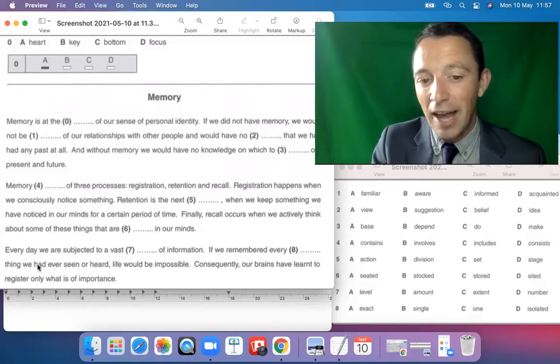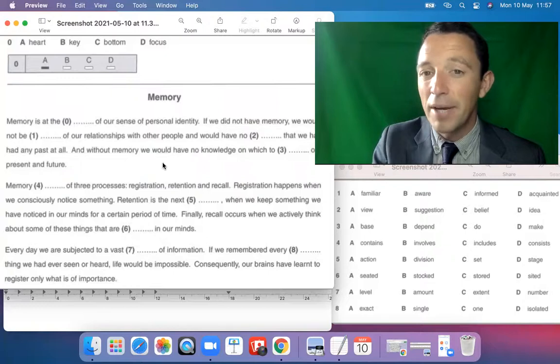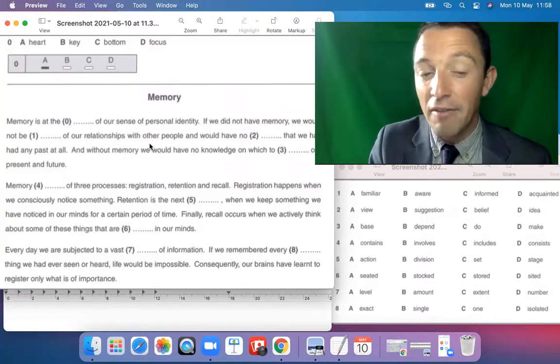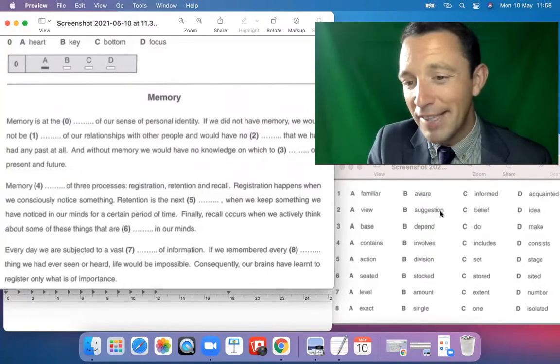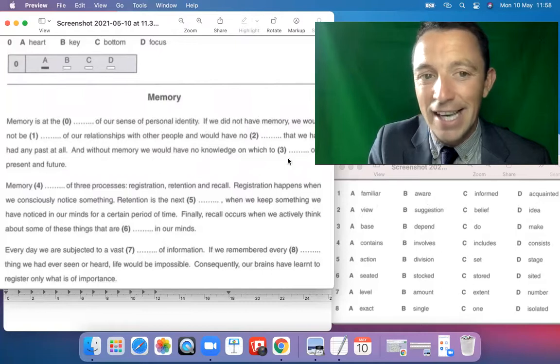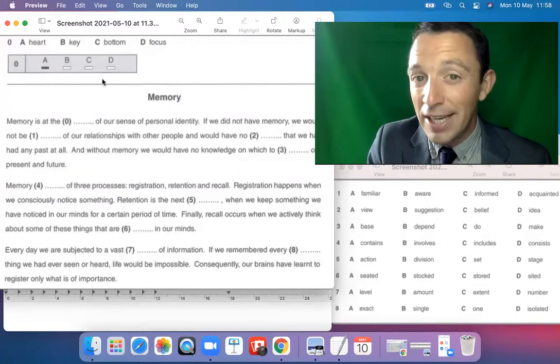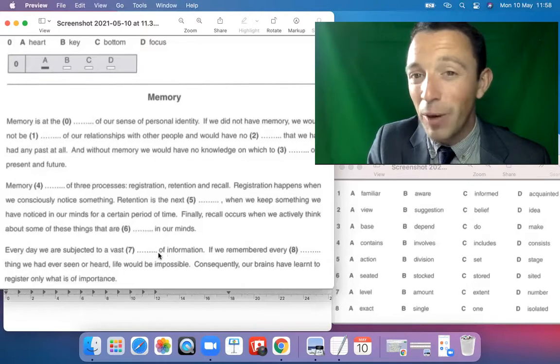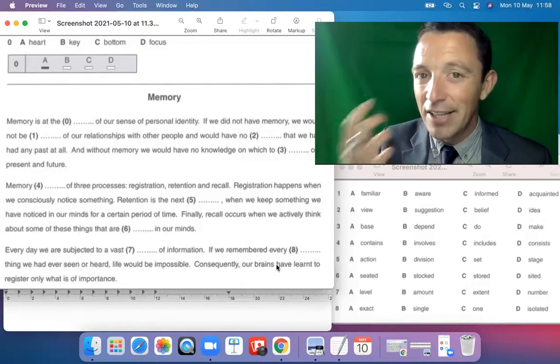So you can see on the left is the article. The topic is related to memory, and you have 3 paragraphs. And on the right, you can see the options from 1 to 8, and you need to select the correct vocabulary between A, B, C, and D. Number 0 is given as an example. So A is the correct answer for number 0, but for number 1, 2, 3, 4, all the way to 8, it's necessary to select the correct option.